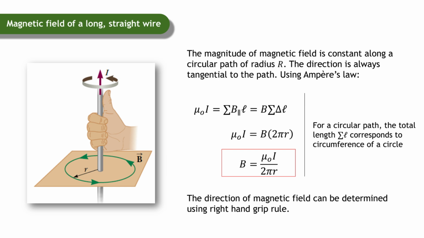Using Ampere's law for a long, straight wire, we see that the magnetic field magnitude is constant at any point on a circular path of radius r. Since the total path length is simply the circumference of the circle, 2 pi r, we derive the formula B equals mu I over 2 pi r. To find the field's orientation, we use the right-hand grip rule. Point your thumb in the current's direction, and your fingers will curl in the direction of the magnetic field lines.